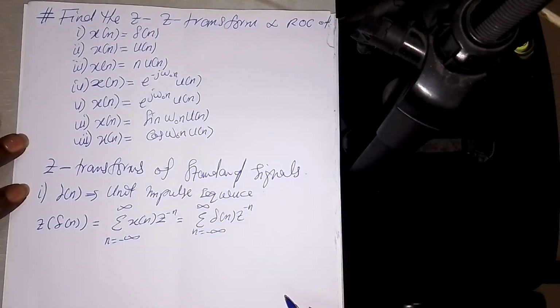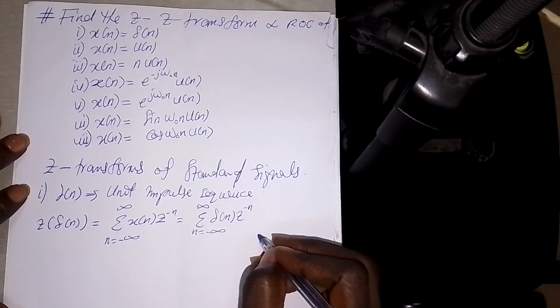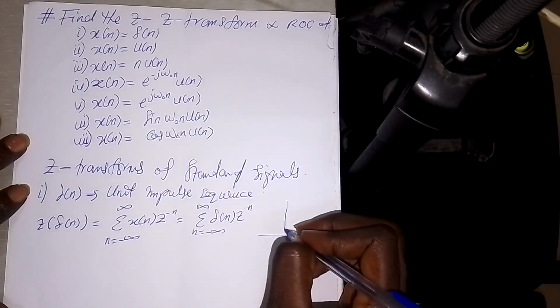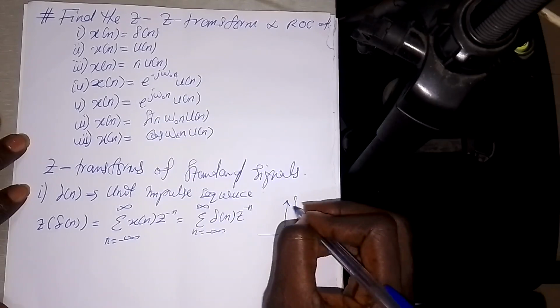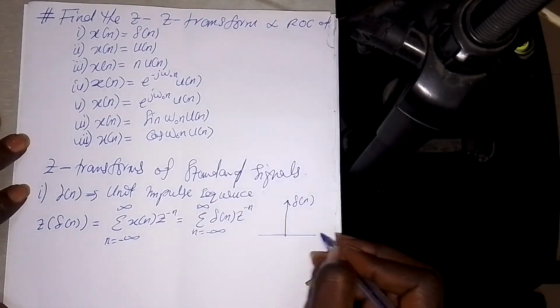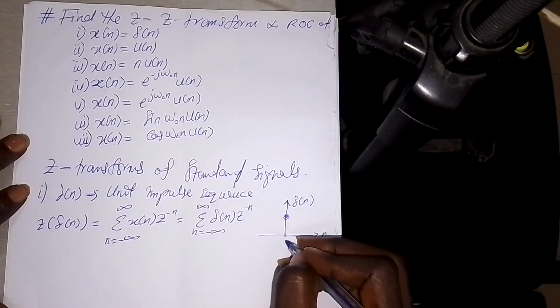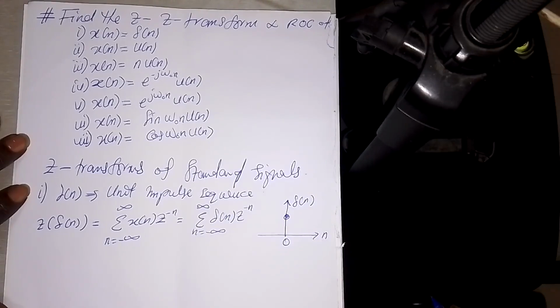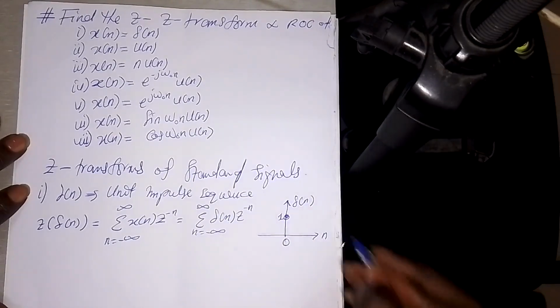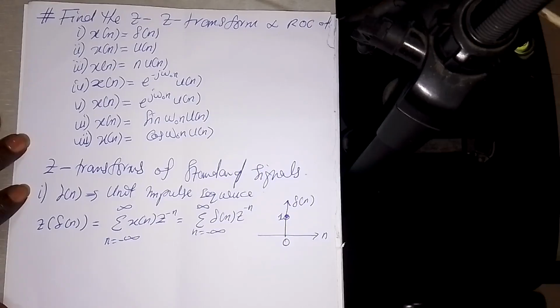But what is this unit impulse signal? The unit impulse signal is of this particular type. Here is delta of n, and here is n. It occurs at this particular point, here is 0, and the magnitude here is 1. So this is a unit impulse sequence. You see that it occurs at 0, at a specific instance of time.